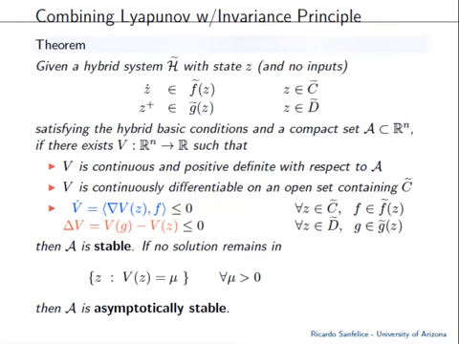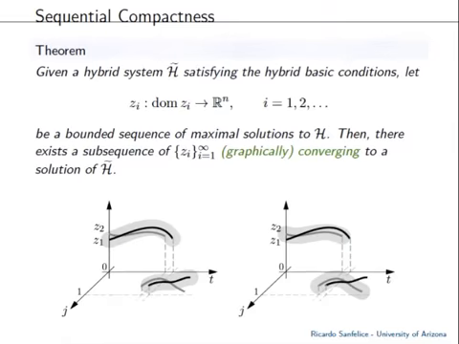One other thing that you can do, and let me just say this is just an invariance property, one other thing that you can do because of the hybrid basic conditions is to now look at the effect on the trajectories of your system. And I shall summarize one of them. It's a very important property that was instrumental in proving many of the things we were able to prove. And it's the following. It's the so-called sequential compactness.